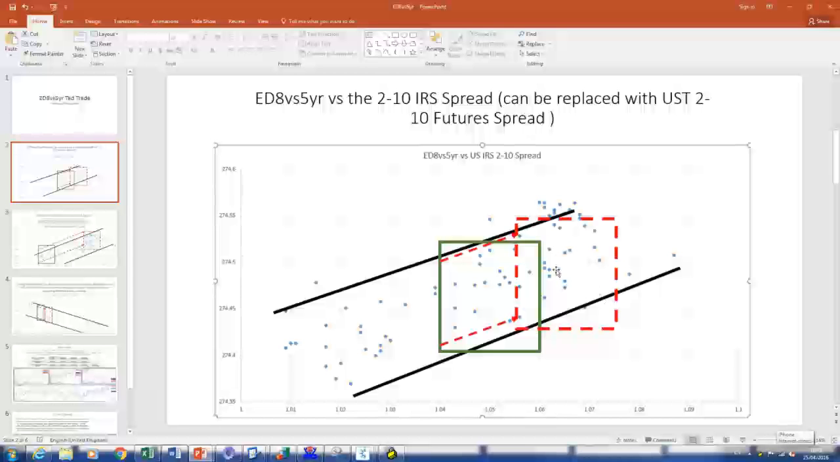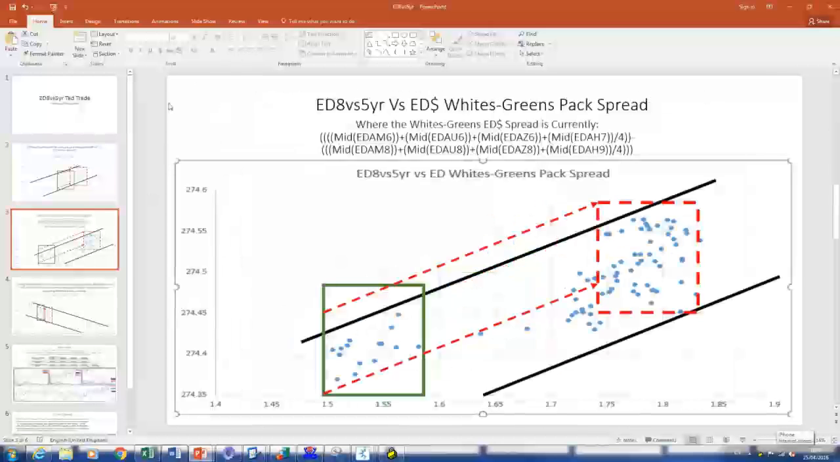So what you can see is golden rule number one: if the curve, if 2's 10s goes higher, your 5-year TED spread will go higher, right? It will trade in a range, and we'll look at that later in the presentation. It will trade in a range, but you will have a noticeable trend going higher, right? So let's look at the next part.